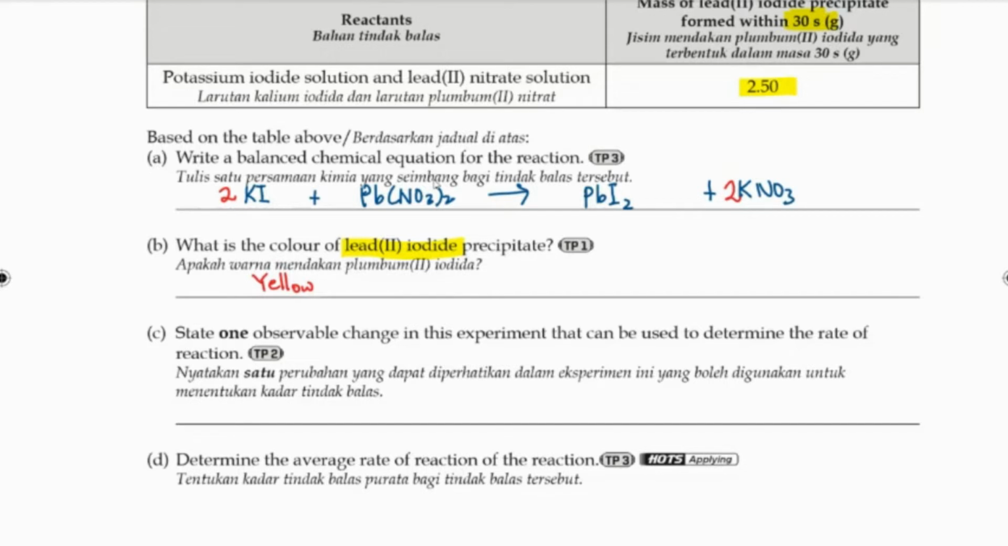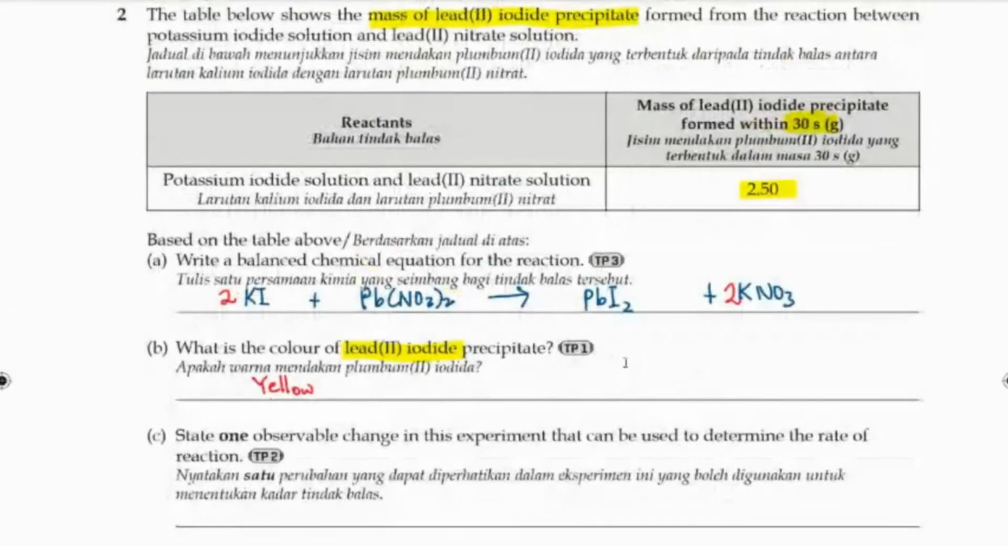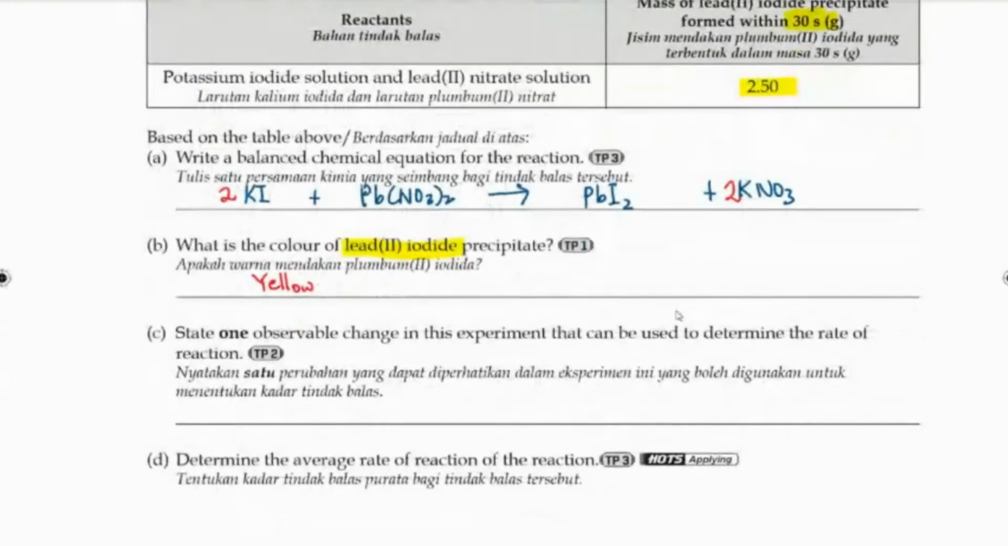Now, state one observable change in this experiment that can be used to determine the rate of reaction. So, class, how are we going to determine the rate of reaction? Very simple. The formation of this precipitate, the mass of the lead(II) iodide precipitate formed, the formation of yellow precipitate.